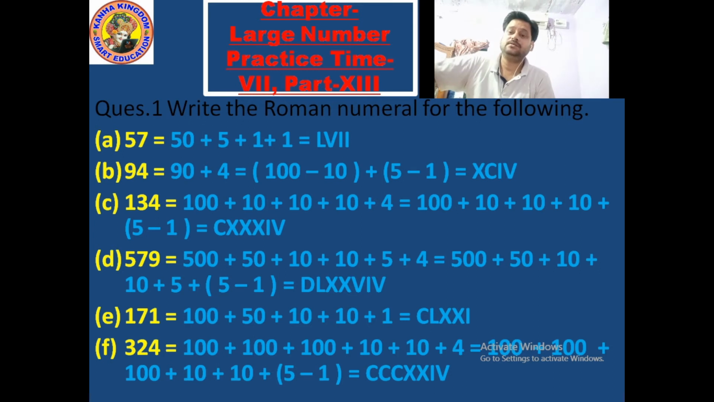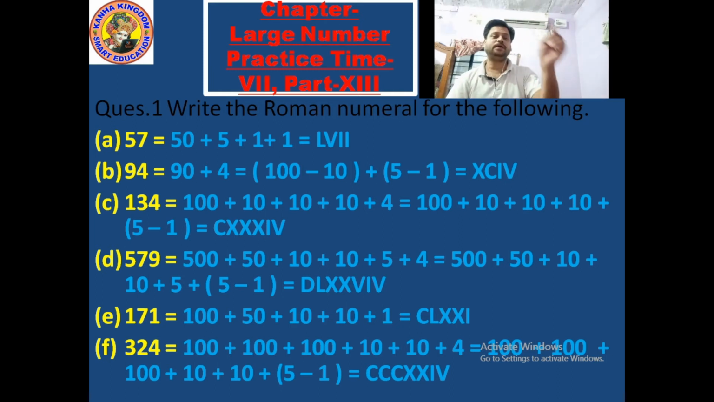Here is 324. Here 324. So how you can write 324? Very easy. First you write 300, then 20, then 4. And now see 300. How? 300. 100 plus 100 plus 100. 3 times 100. Now plus 20, 10 plus 10 plus 4.